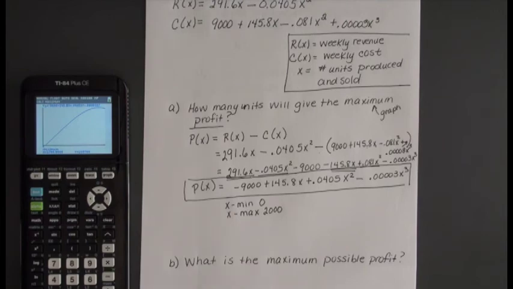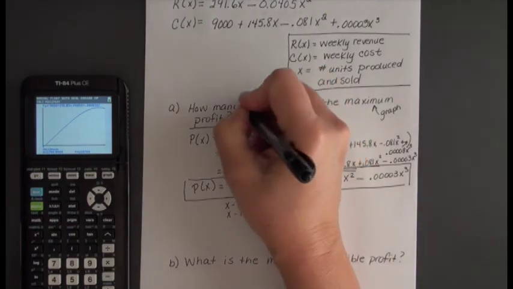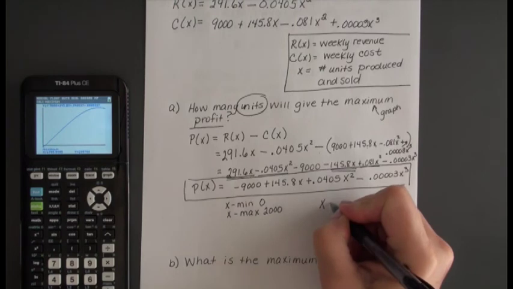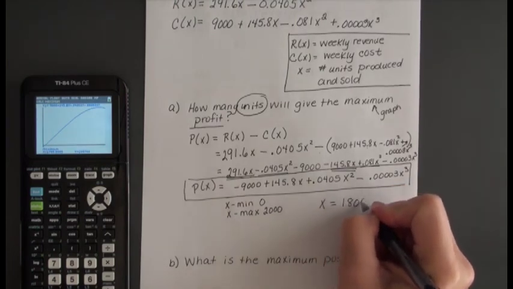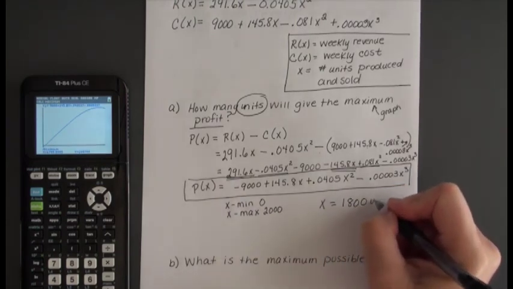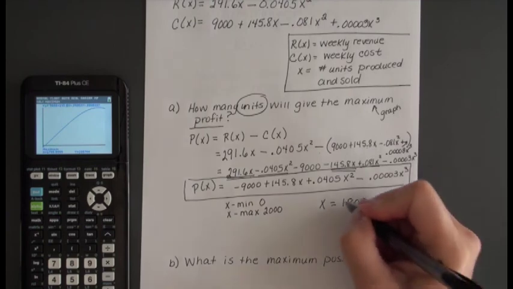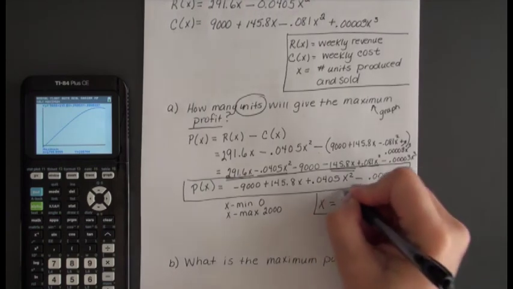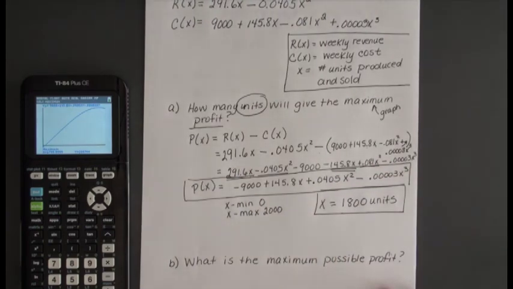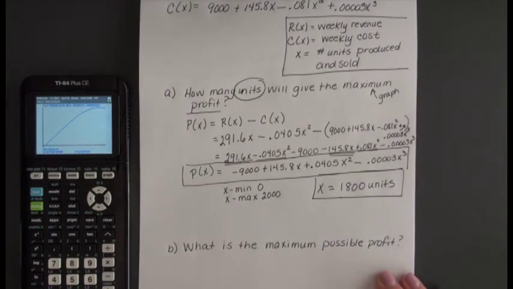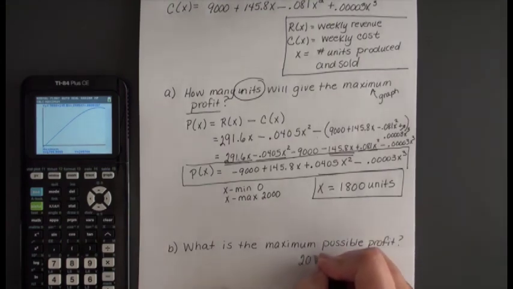And I see that the number of units, which is my X value, is 1800 if I round that to the nearest whole number. And then part B says what is the maximum possible profit, and that's my Y value. I come up with $209,700.